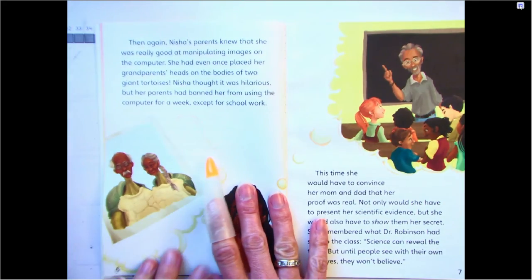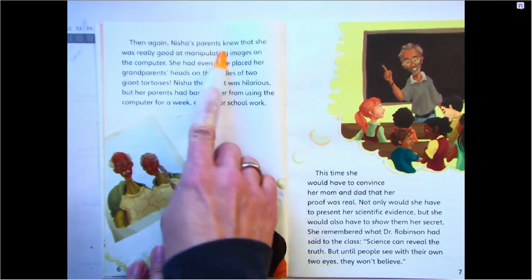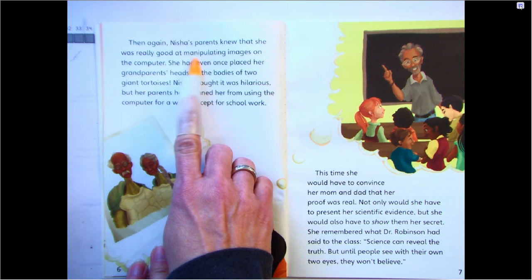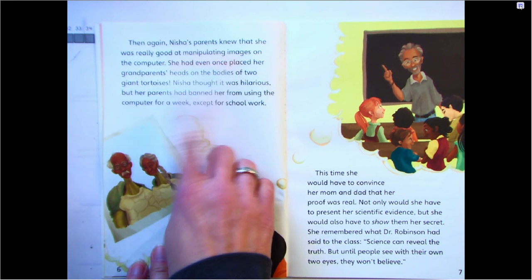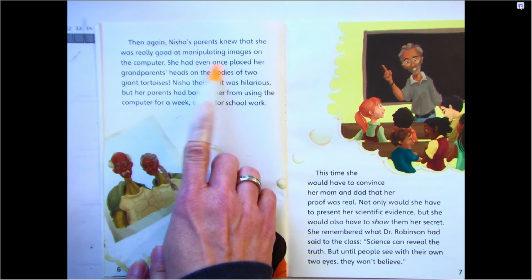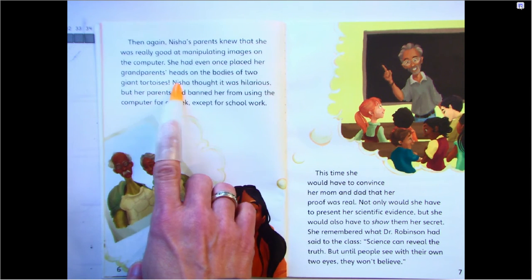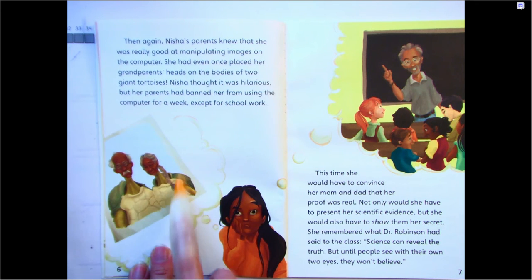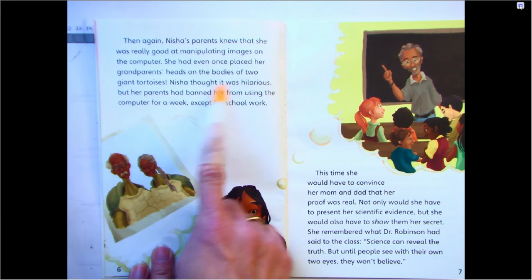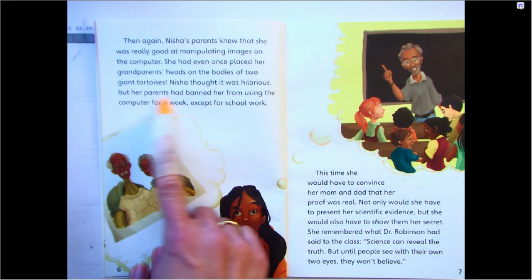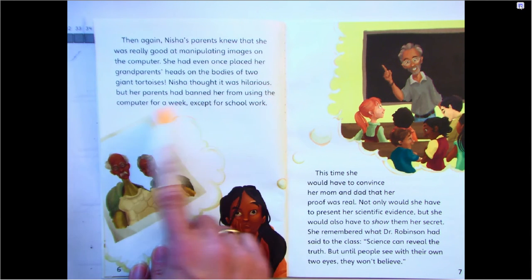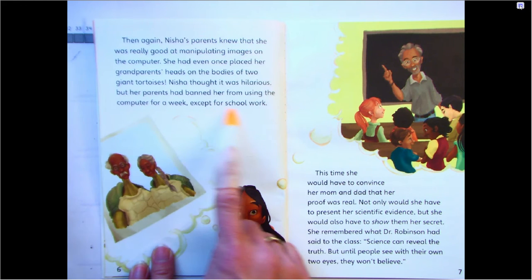Then again, Nisha's parents knew that she was really good at manipulating images on the computer. She had even once placed her grandparents' heads on the bodies of 2 giant tortoises. Look, here they are. Nisha thought it was hilarious, but her parents had banned her from using the computer for a week, except for schoolwork.